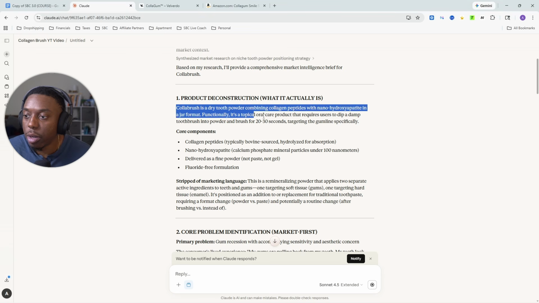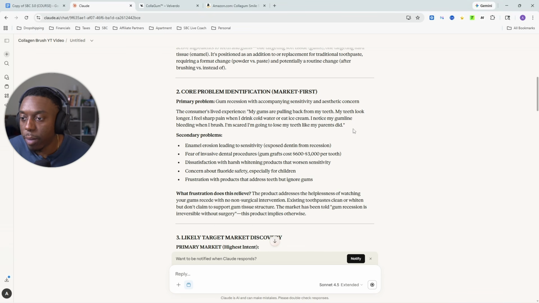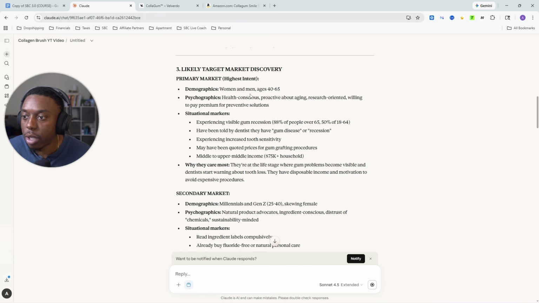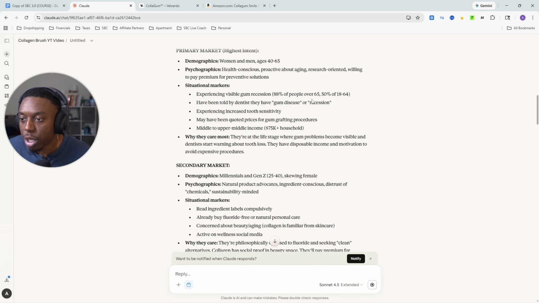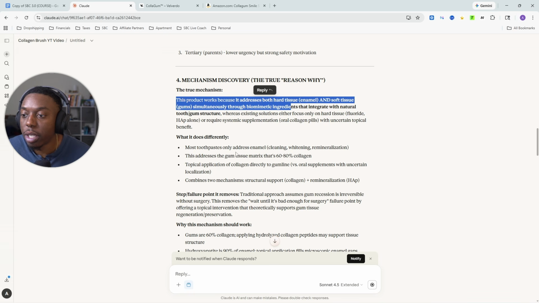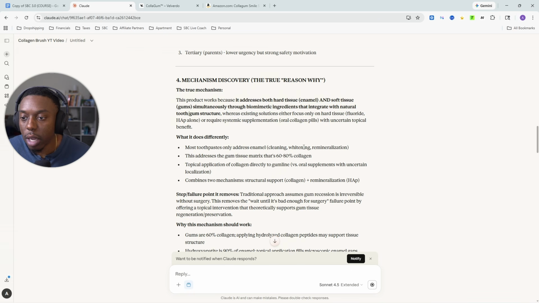So we had it do its deep research. We gave it a name, told it about the product and everything. And now it's starting to identify how it speaks to the target audience: women and men, ages 40 to 65, health conscious, proactive about aging, research oriented, willing to pay premium for preventative solutions. So now it's going through the mechanisms. Most toothpastes only address enamel, cleaning, whitening, and remineralizing. This addresses the gum tissue matrix that's 60 to 80% collagen.